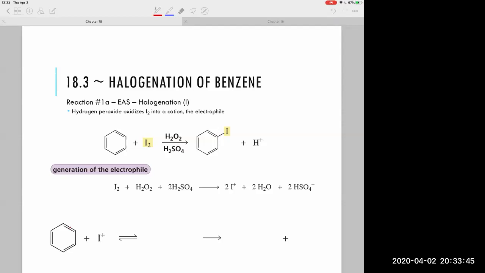Again, the weird part is generating that electrophile. That's going to be the same sort of weird part in all of these reactions that we see. Here our electrophile is that positively charged iodine cation. So everybody take a second and give me the reaction mechanism that we're going to get starting from this point here. All right, I believe in y'all.